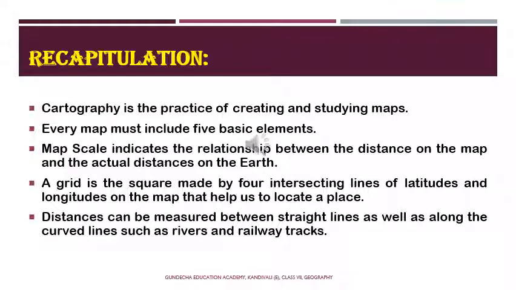Map scale indicates the relationship between the distance on the map and the actual distances on the earth. Grid is the square made by 4 intersecting lines of latitudes and longitudes on the map that help us to locate a place. We have learned that distances can be measured between straight lines as well as along curved lines such as rivers and railway tracks, etc.